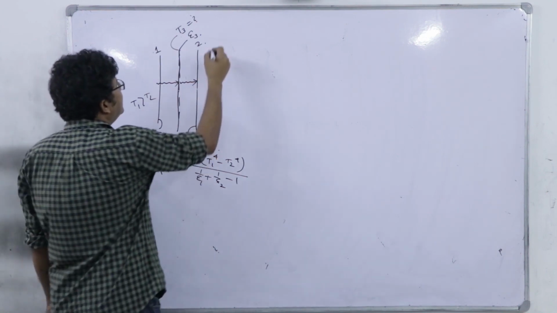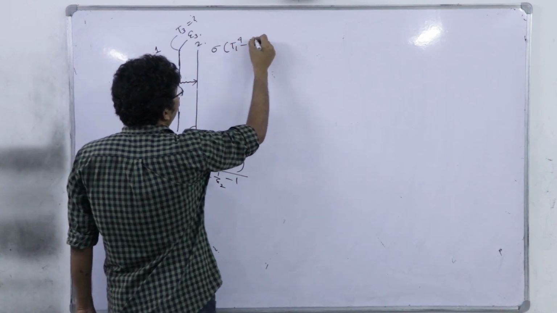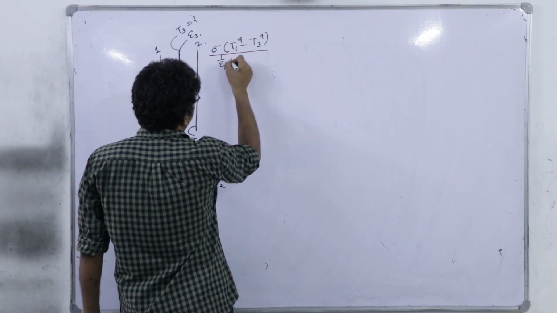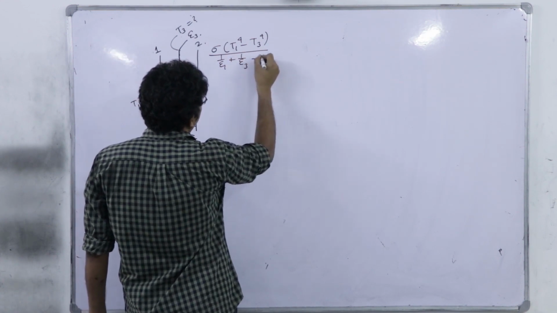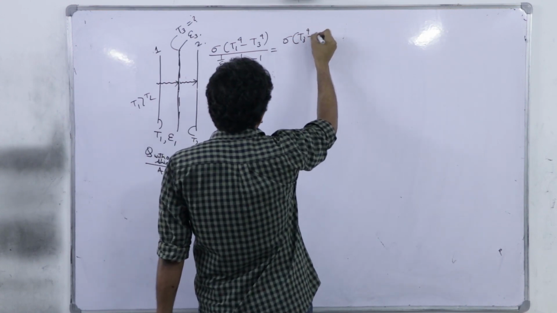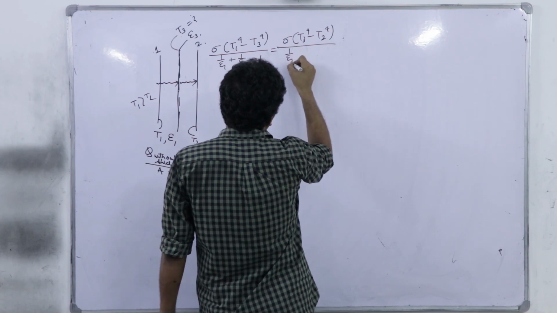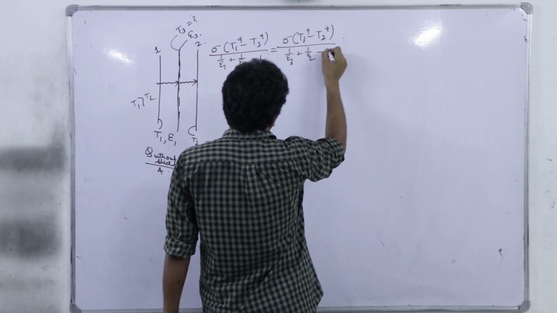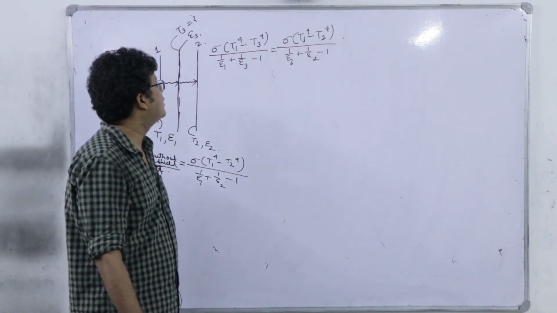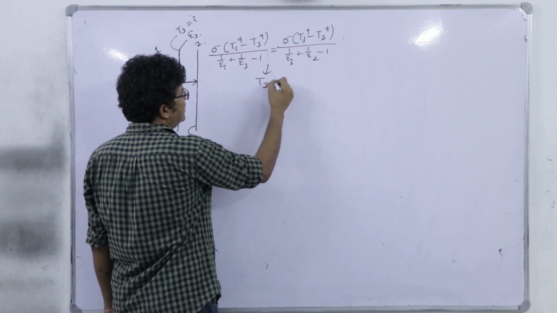So, how can we do that? So, sigma into T1 to the power 4 minus T3 to the power 4, T3 is unknown, divided by 1 by epsilon 1 plus 1 by epsilon 3 minus 1, is equal to sigma into T3 to the power 4 minus T2 to the power 4 divided by 1 by epsilon 3 plus 1 by epsilon 2 minus 1, right. So, from here we can calculate this T3.